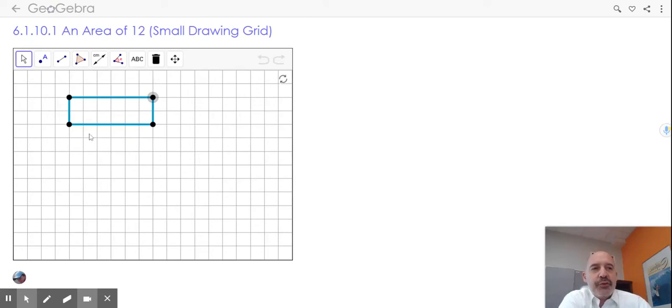All right, boys and girls. So this is a rectangle. And to find the area, meaning the space that fills up the inside, you would have to count the squares.